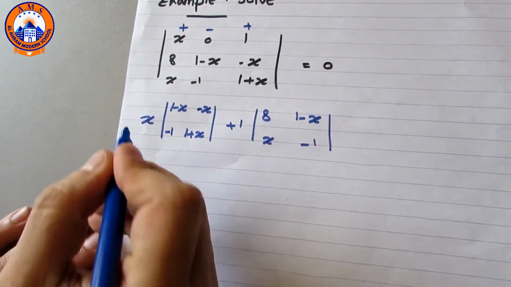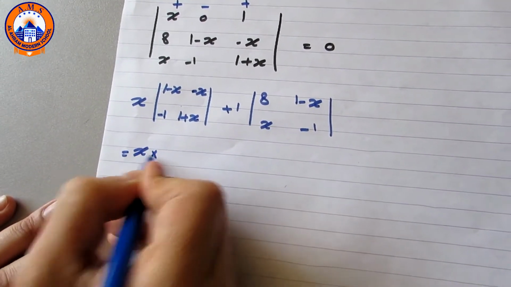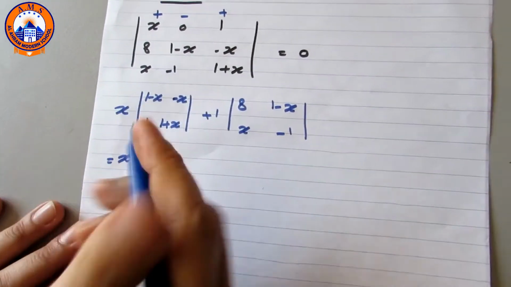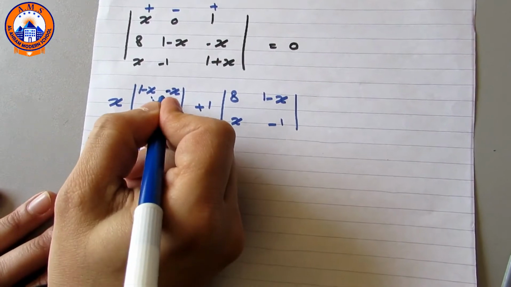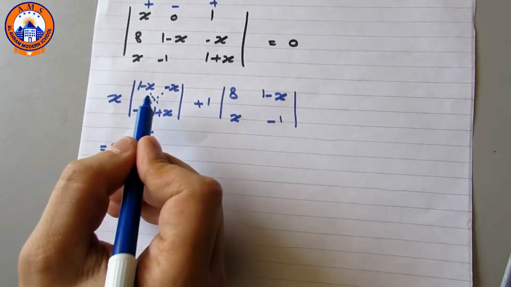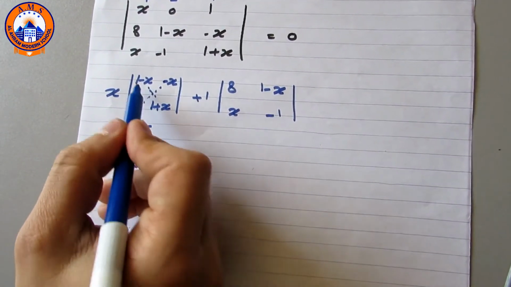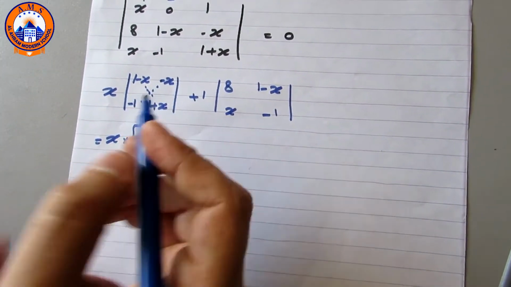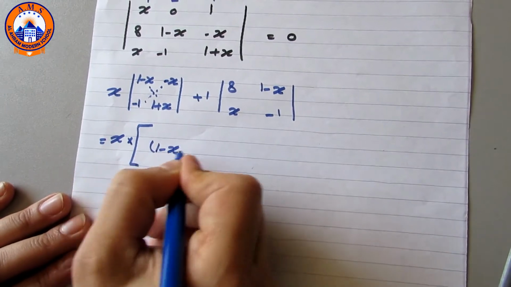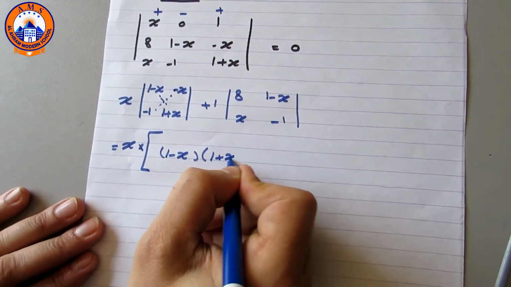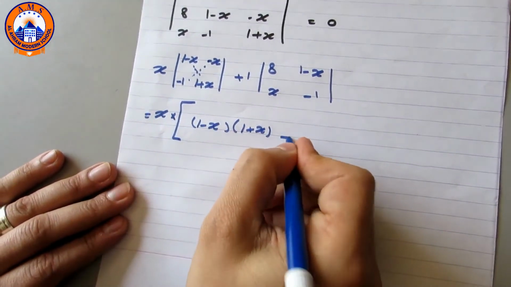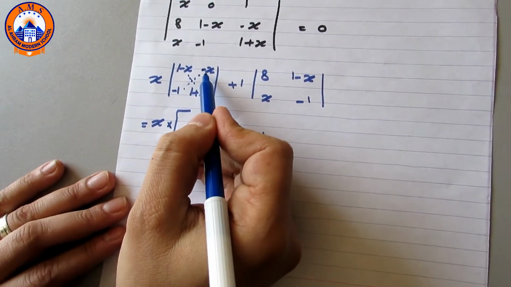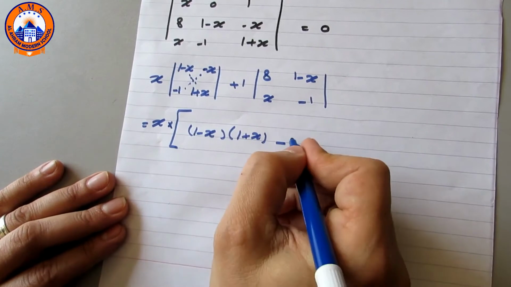How to find the value of this? x multiply the third order determinant. I said multiply the two elements of the main diagonal minus the product of the other two elements. 1 minus x multiply 1 plus x minus what? Negative 1 multiply negative x. Negative 1 multiply negative x, it will be positive x.